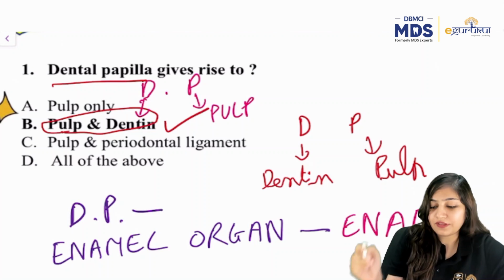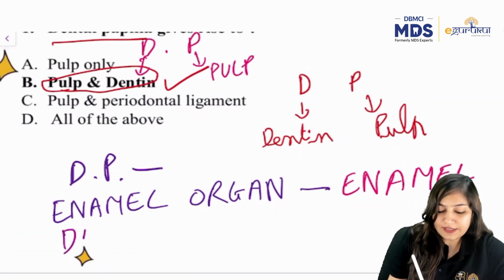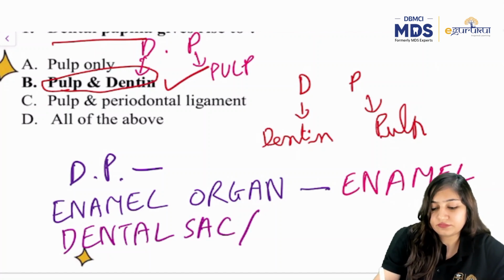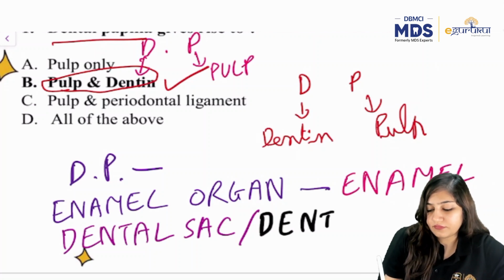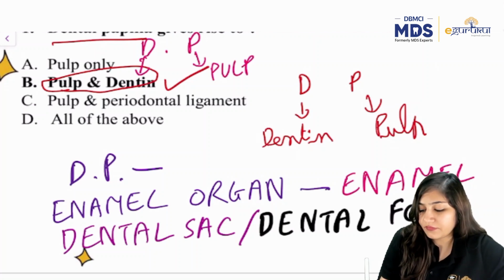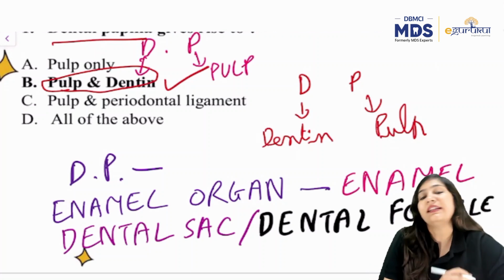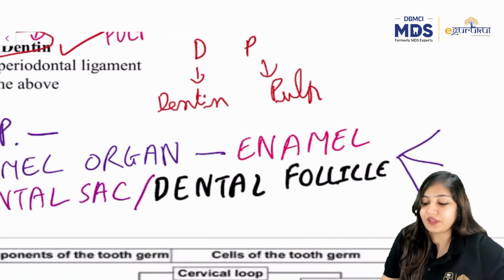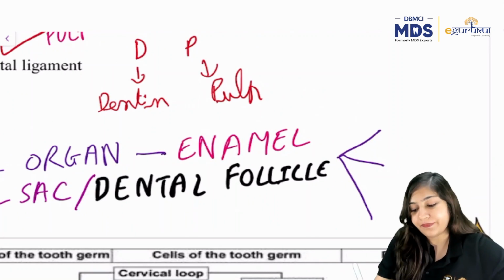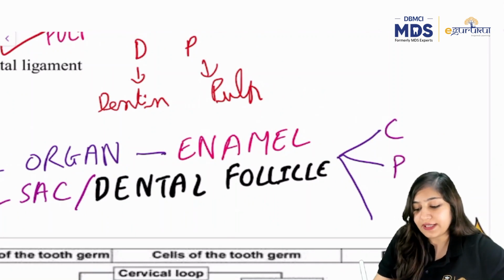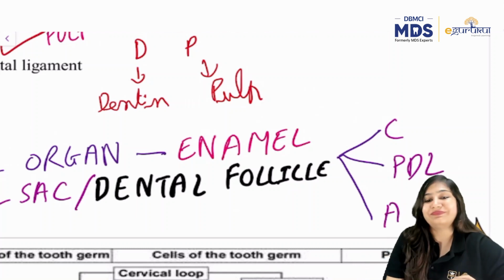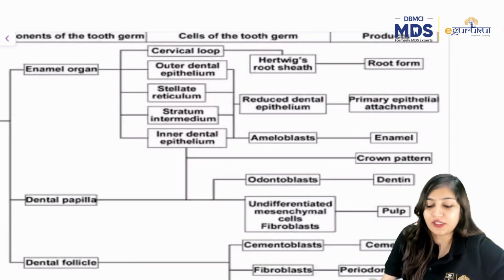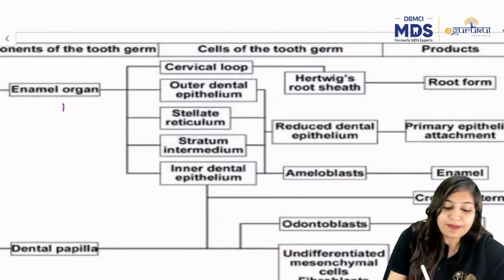And we have dental sac or dental follicle. This dental sac or dental follicle gives rise to what? It gives rise to three components, three tissues: cementum, periodontal ligament, and alveolar bone. So from the chart given, you can appreciate the formation. So this is enamel organ.